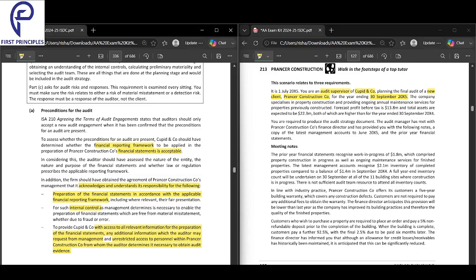Okay, so this is the logic of us understanding what is internal control and what is internal audit.